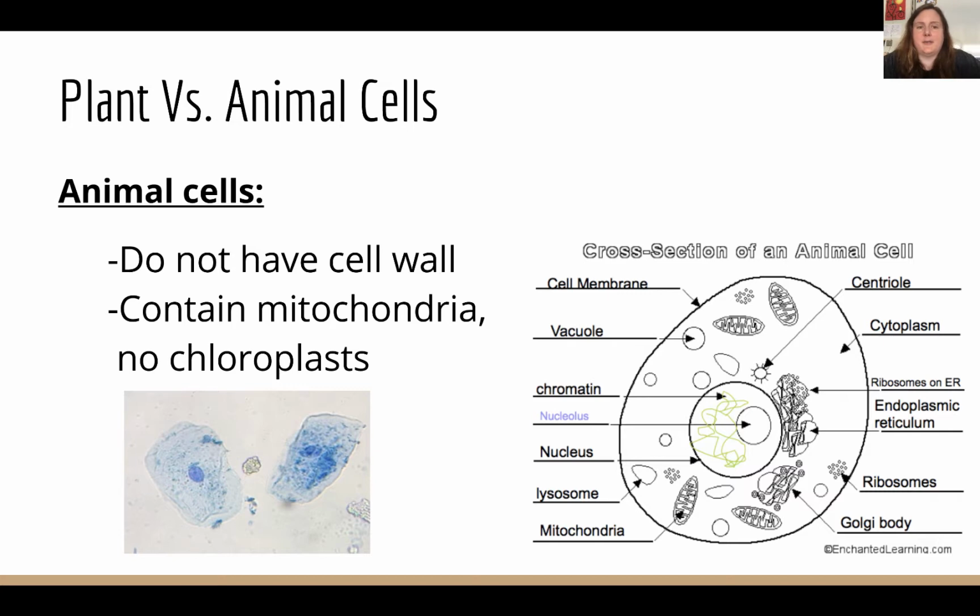Next are animal cells. Animal cells do not have a cell wall. They just have a membrane surrounding them. Animal cells also contain mitochondria, but they do not have chloroplasts. Now you're going to fill out the different organelles of this animal cell diagram and glue this into your notes.